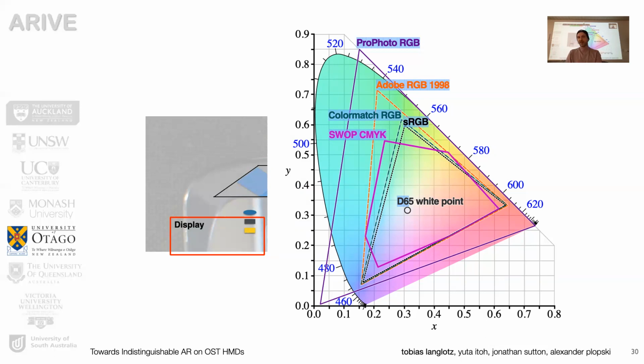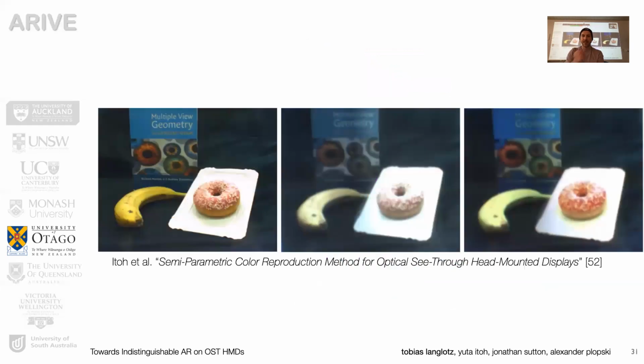So these are normal color spaces, but most displays, and in particular displays used in optical see-through displays, their color space is even smaller. So we cannot show all the colors that we can perceive, and it varies between the displays. And that leads to degradation in color. That's the first problem. Again, there's a paper from Yuta Ito's group that tried to correct that.